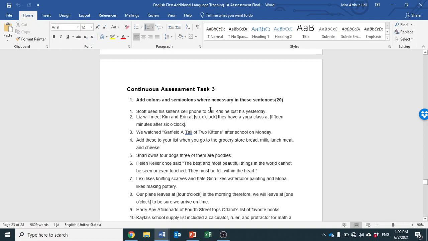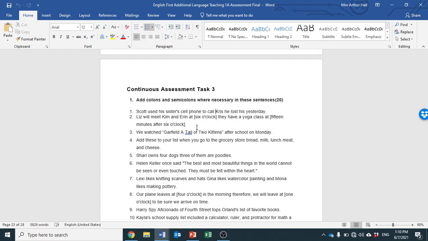Number 2: Liz will meet Kim and Aaron at 6 o'clock. They have yoga class at 15 minutes after 6 o'clock. Okay, now, people, I think the big thing that you'll kick yourself about is, remember, time can also take colons. So you physically had to put that time that they put in brackets, write it as a decimal time, and put a colon in between. 6 o'clock will be 18 colon 00, and 15 minutes after 6 o'clock, 18 colon 15.